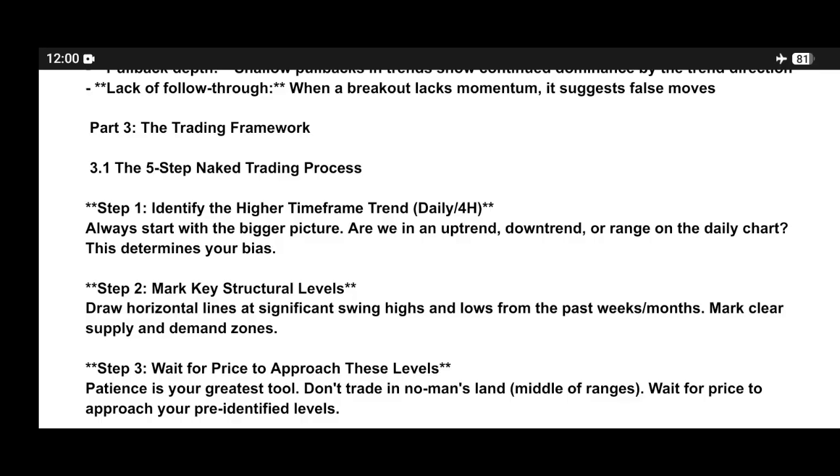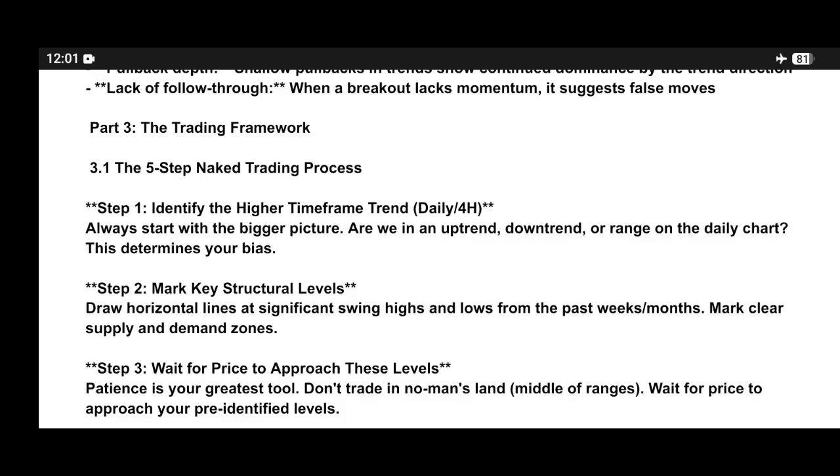Listen, always start with the bigger picture. It is very, very important. Are we in an uptrend? Ask yourself this question. Whenever you enter the market, the first thing you need to ask yourself is, what is the trend? Are you in an uptrend, downtrend, or range on the daily chart? This will determine your bias.